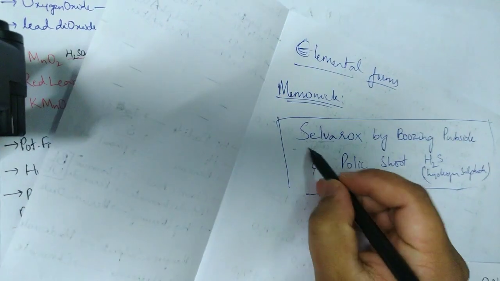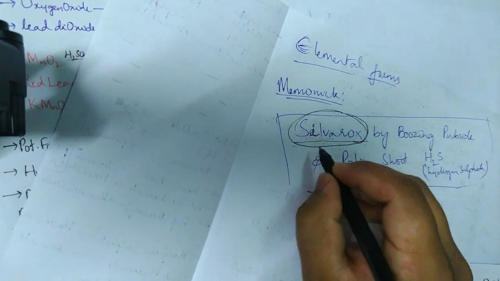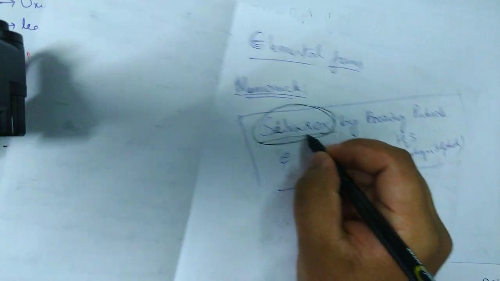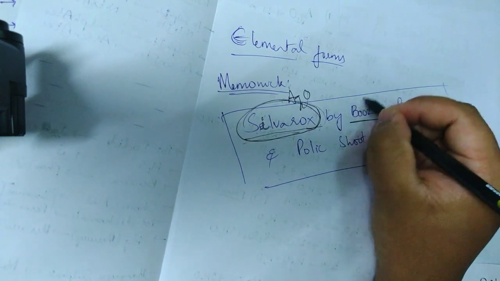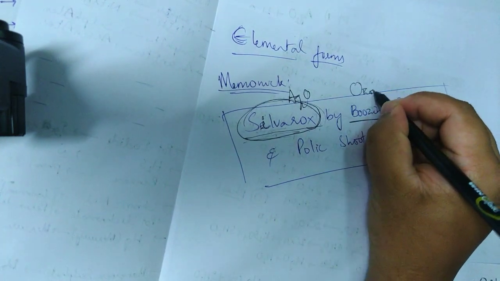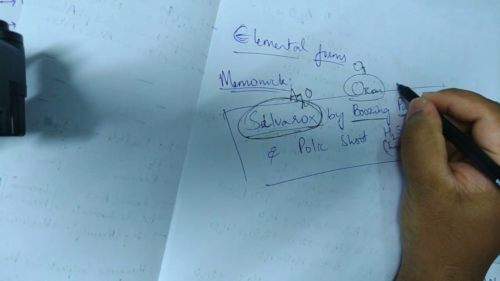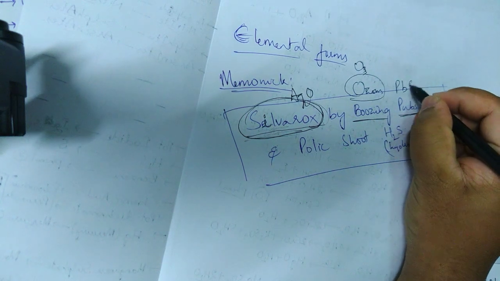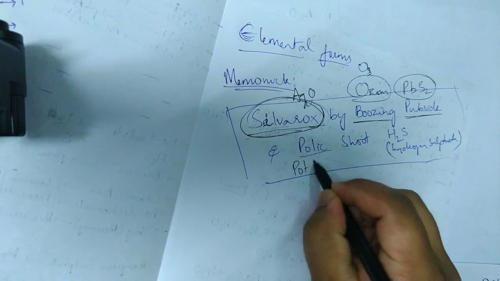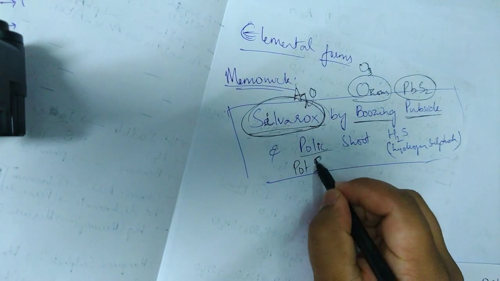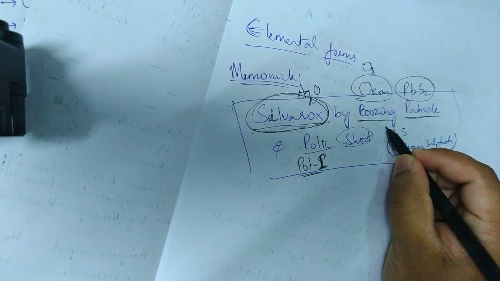So silver oxide, Ag2O. Boozing, ooze, ozone is nothing but O3, oxide of oxygen. And pub side, lead, PbS, lead sulfide, fine. And police, potassium iodide, they are shooting H2S, hydrogen sulfide.